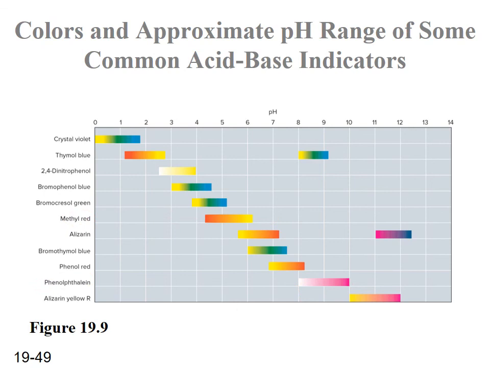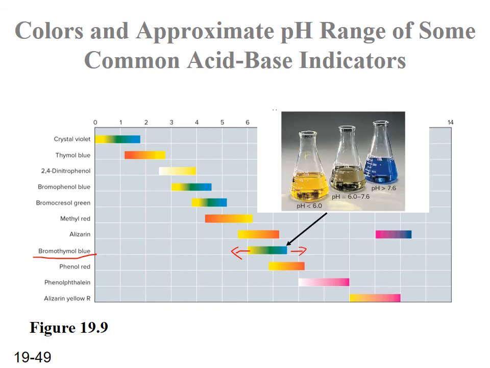Another example is bromothymol blue. The color is yellow when the pH is below 6 and becomes blue when the pH is above 7.6. And here are 3 solutions of this indicator. When the pH is less than 6, it appears yellow. And here the pH is above 7.6, which is blue. In between, the color depends on the pH value.